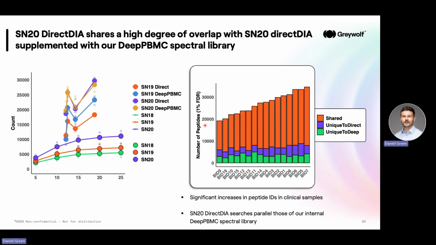So really, to conclude on this second case study, it seems that Spectronaut 20 now has, particularly in library-free mode, searches for our translational data that parallel those of what we can find with this internal, highly fractionated deep PBMC spectral library.